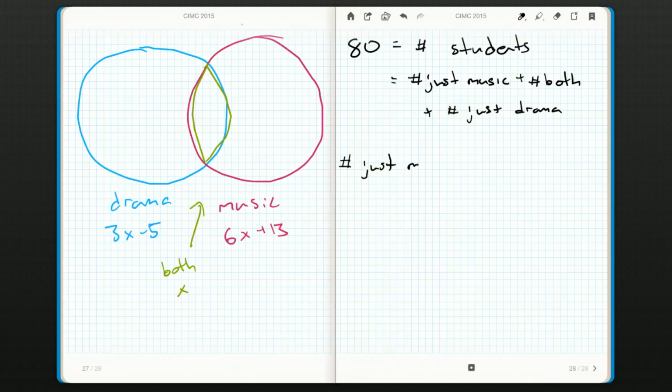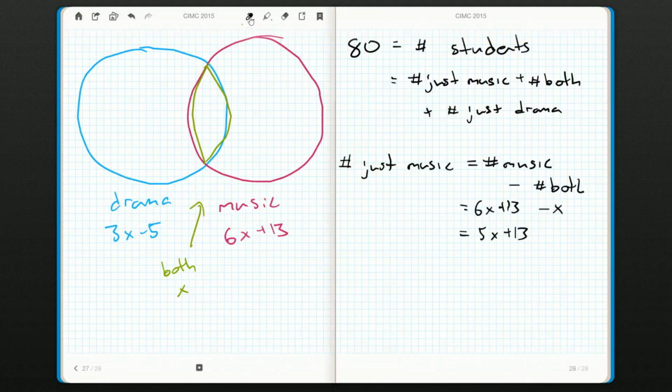So just in music is the number who is in music minus the number who's in both. Okay? And that's going to be 6x plus 13 minus x. So the number of people who are just in music is 5x plus 13. We'll say x here, 5x plus 13 here.